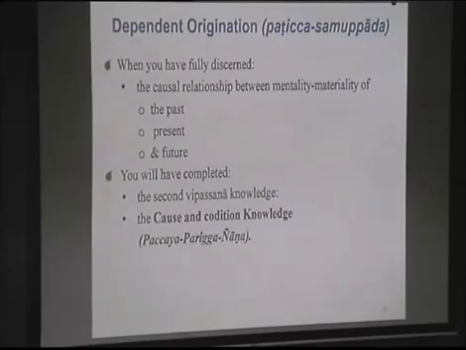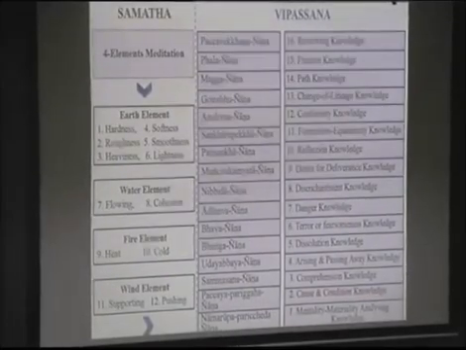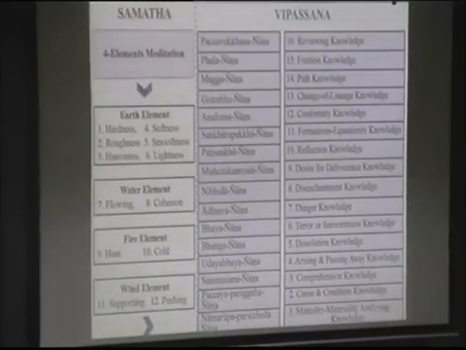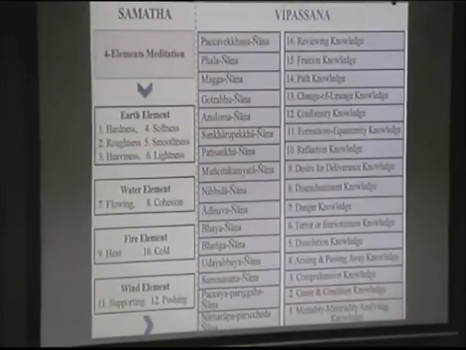Paccaya Pariggaha Nana. The third vipassana knowledge is the comprehension knowledge, which is to comprehend formations by category, to see the three characteristics: impermanent, suffering, and non-self, according to the different categories. The details are for next year.